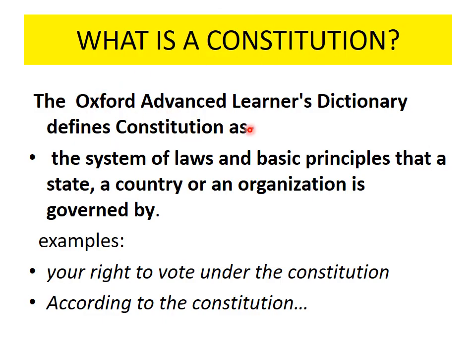The Oxford Dictionary defines constitution as a system of laws and basic principles that a state, a country, or an organization is governed by. So it is basically the systematic mentioning of all the laws and the principles based on which a country or an organization functions. The example is right to vote under the constitution or according to the constitution. So basically it means a set of laws and principles.